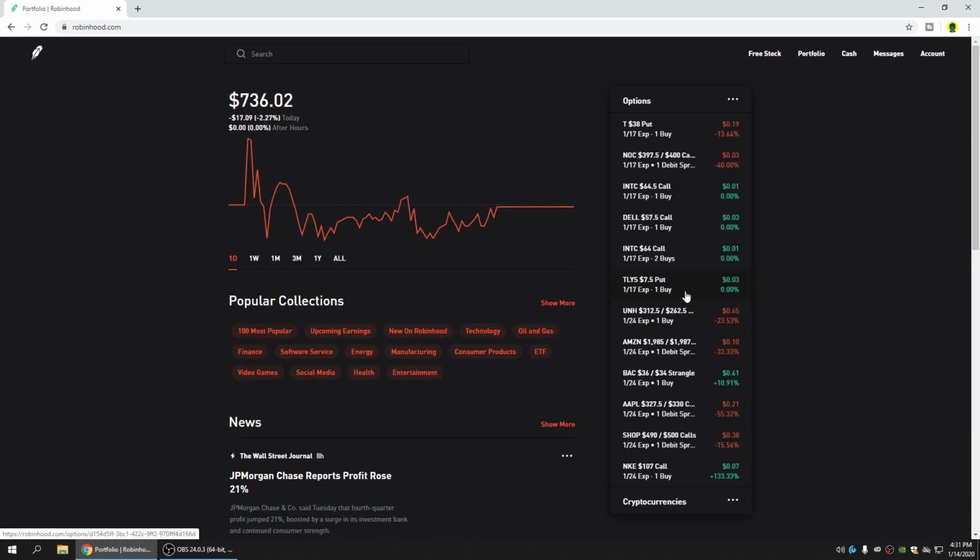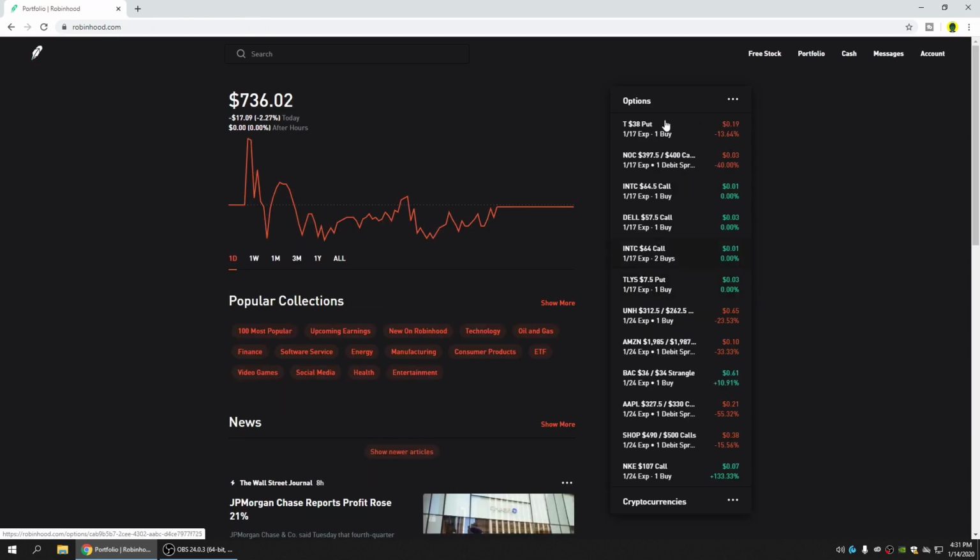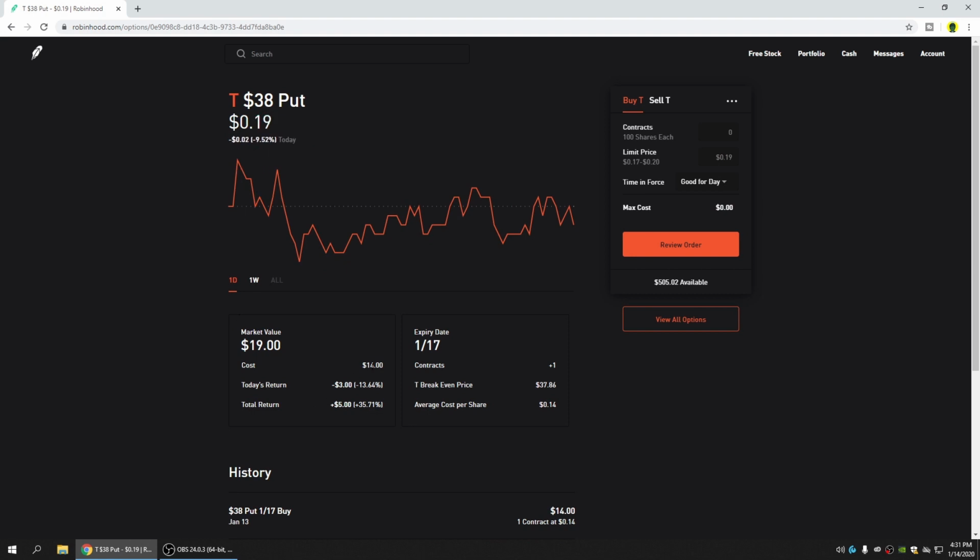Now it's the complete opposite with puts. You go to a put, I paid $14 for this put. In order for me to make money, AT&T has to go below $38, because when you're buying a put, you're saying you have the ability to sell the 100 shares at $38. So in order to make money on AT&T, you have to do $38 minus 14. I don't want you to get too confused, because I know that it sounds very confusing, but it's very simple math. So you just need to watch this video a couple times to kind of understand what I'm saying.